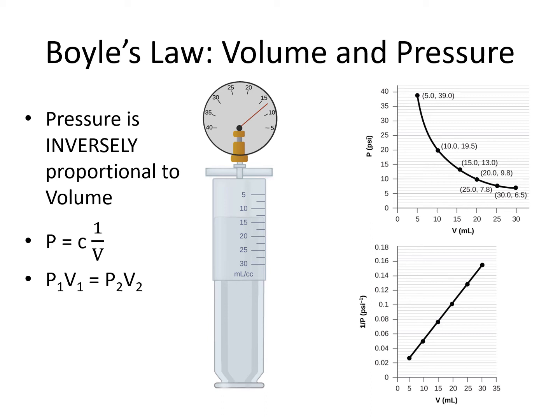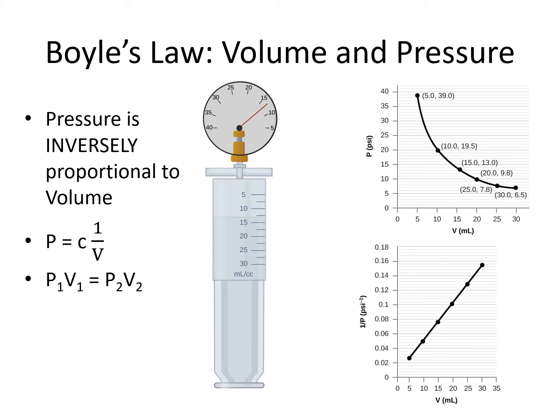Our third gas law is Boyle's law, which tells us that volume and pressure are inversely proportional. So as one goes up, the other goes down. This is the only one of our four individual gas laws that has an inverse proportionality. We could write our equation as pressure is proportional to 1 over volume, or we could say pressure is equal to some constant times 1 over volume.